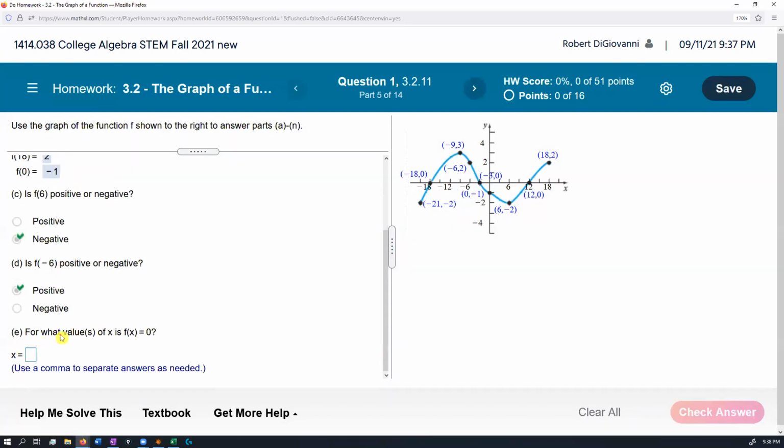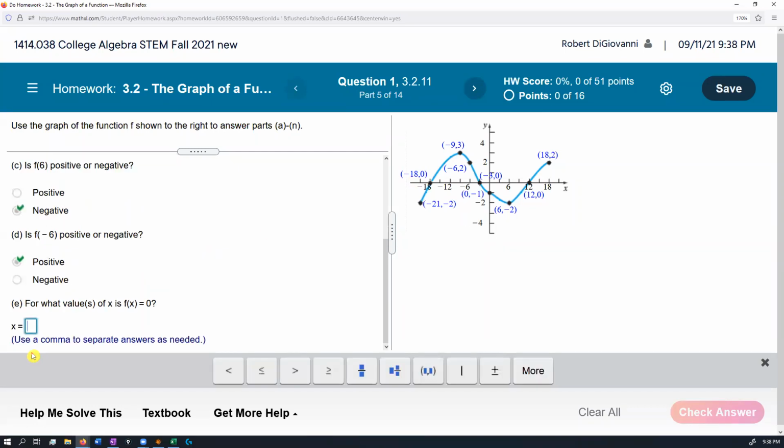For what value or values of x is f of x equals 0? We want to know wherever we hit the x-axis, where our y value is 0. So negative 18. We'll put these in here, negative 18, comma, where else? At negative 3, comma, let's see, we have one more right here, at 12.